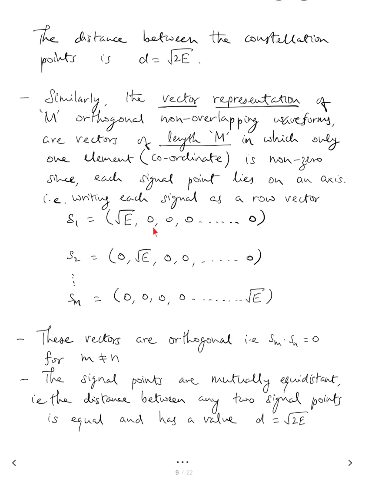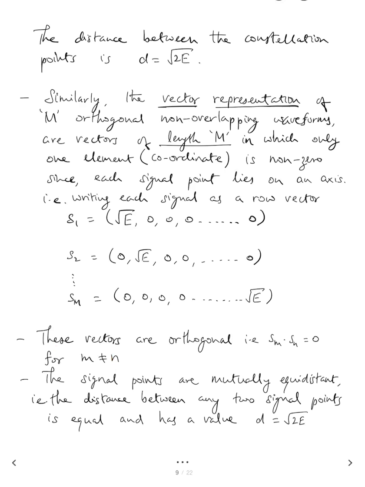to be vectors of m dimensions of length root e, where only one of the coordinates has a value and all the other coordinates are 0. That means the signal S1 lies on the basis function phi 1 at a distance of root e from the origin. The signal S2 lies on the basis function phi 2 at a distance of root e from the origin. So all the signals lie on the basis functions, or on the axes of the m-dimensional space. Clearly, if you take the inner product between any two of these vectors, you will notice that they are orthogonal with respect to each other.